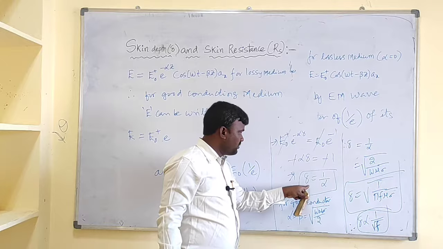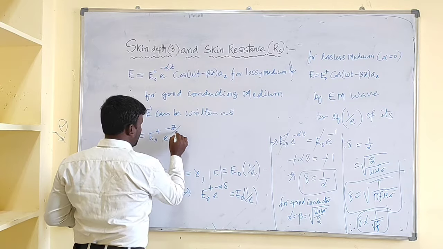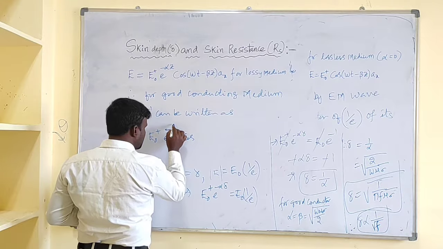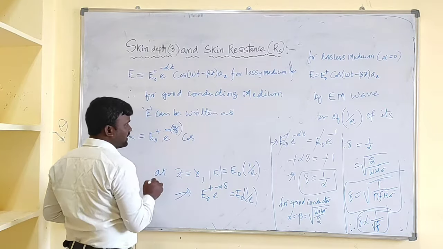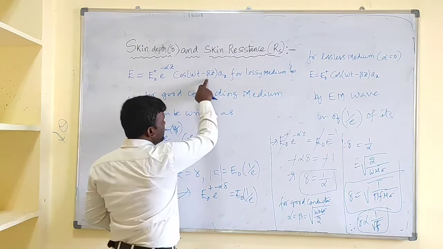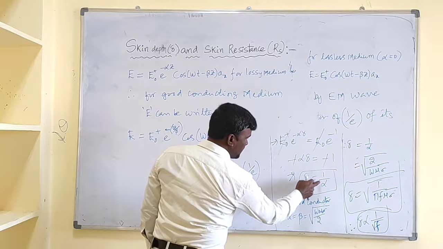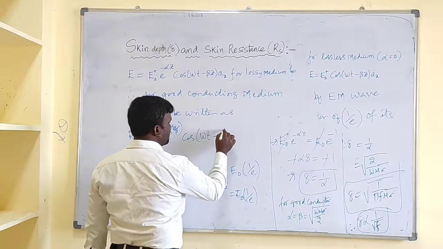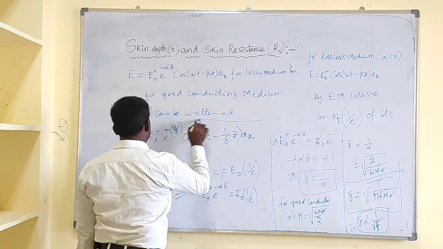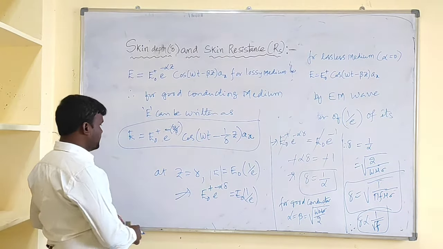Delta is 1 by alpha. Therefore alpha equals 1 by delta. So it can be written as e to the power minus z by delta cos of omega t for the good conductor. Alpha equals beta, so alpha is 1 by delta, beta is also 1 by delta. So we write 1 by delta z into a_x, as the wave is traveling along the z direction and the electric field is along the x direction. So this is about skin depth. Now we will discuss skin resistance.